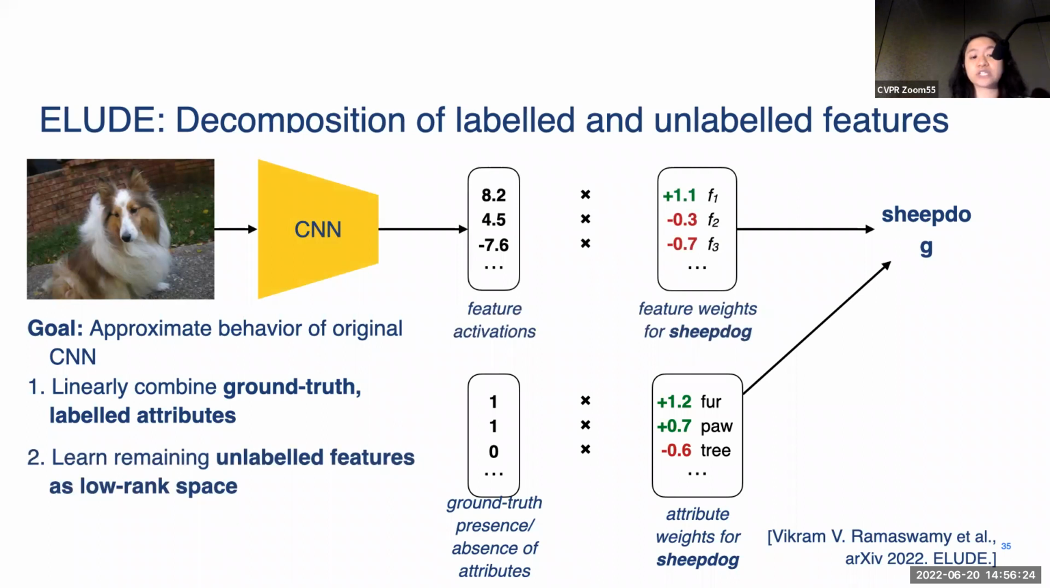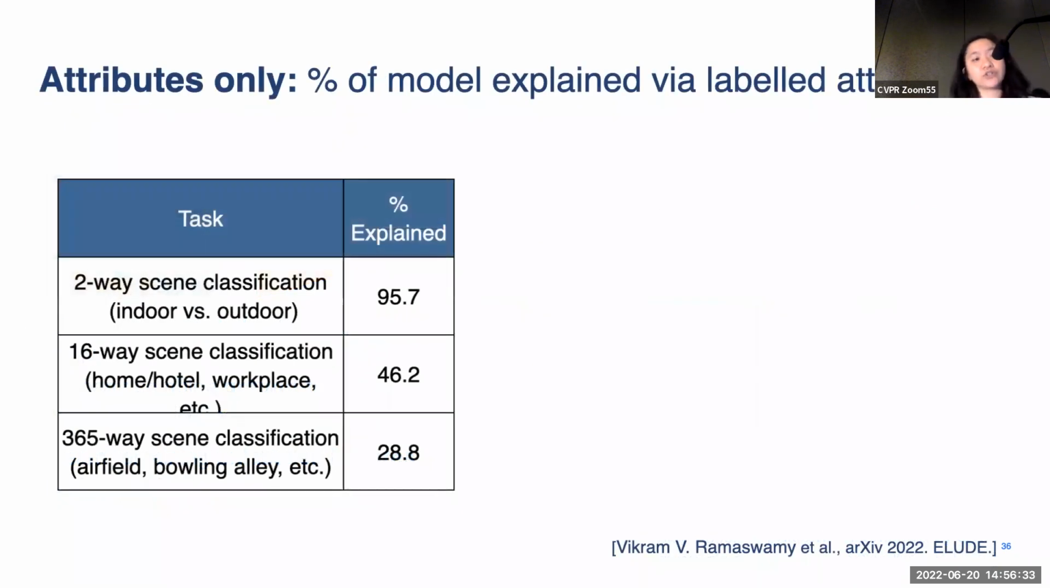And then we can analyze what's learnable via attributes only versus what can only be represented using our feature space. So let's focus on what we can learn using attributes only. Here we show results for when we're trying to explain 3 different scene prediction tasks of increasing complexity. And we're quantifying how well the labeled attributes explain the original model. That's how well they match the original model's output prediction.